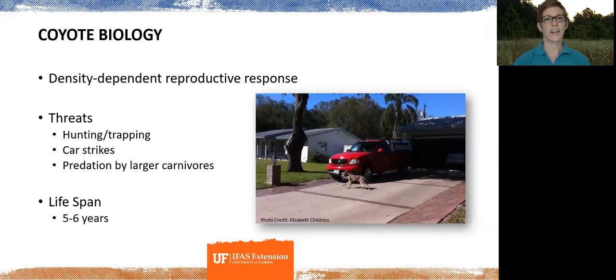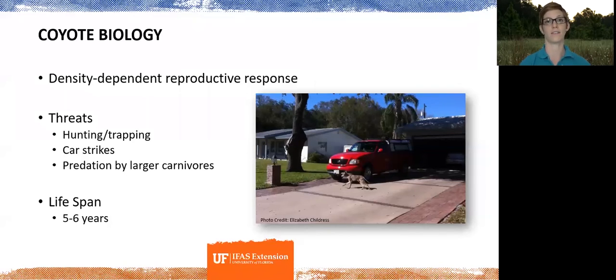So I have that here on the screen, but one thing I want to highlight, getting back to thinking about their reproduction, is that they are considered to have what's called a density dependent reproductive response, which is a fancy way of saying they have the ability, based on environmental conditions, to have more or fewer pups per litter.